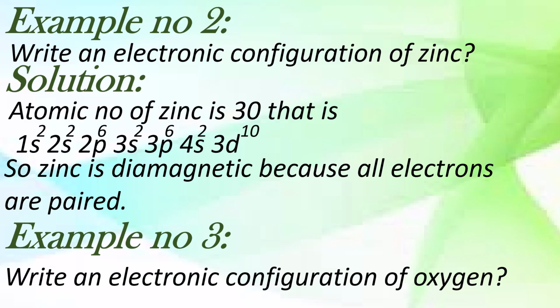If we take an example of zinc plus 2, then 2 electrons from 4s2 will be released. In that case, zinc plus 2 is also diamagnetic, that is, repelled by a magnetic field.